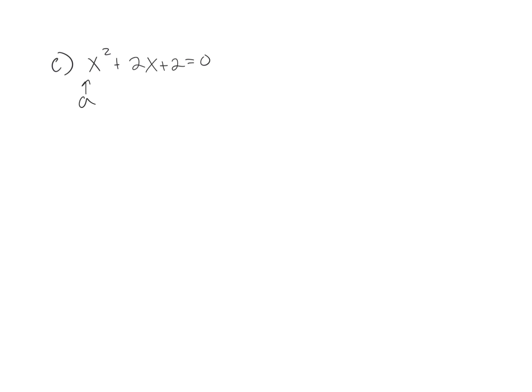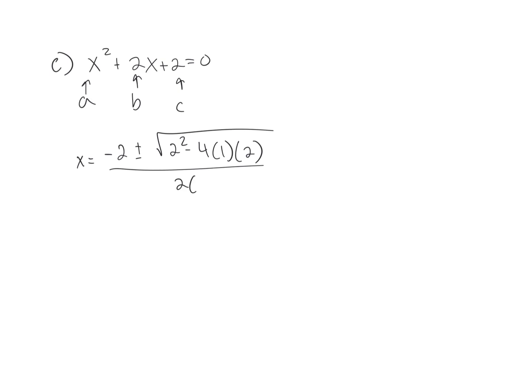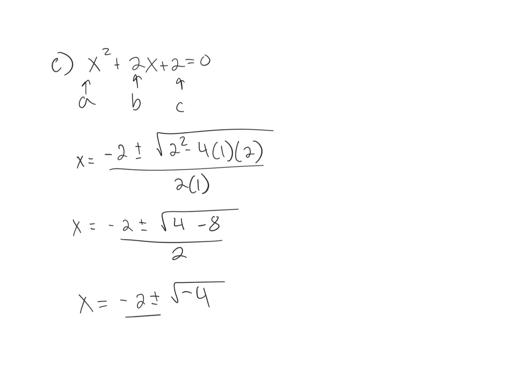There's nothing in front of the x, but it's a 1. Your b is 2, and your c is also 2. So we have x is equal to negative b plus or minus the square root of b squared minus 4 times a times c, over 2a. So I plug the information in. We get x is equal to negative 2 plus or minus the square root of 4 minus 8, over 2. We get x is equal to -2 plus or minus the square root of -4, over 2.